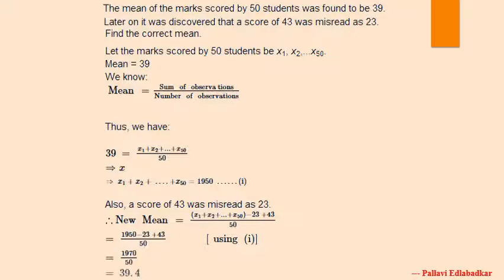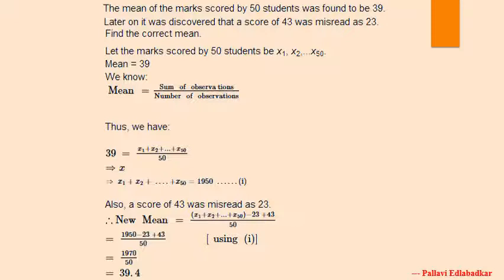So n is equal to 50. So we have 39 equal to summation of xi upon 50. So summation of xi can be given as 39 multiplied by 50, which comes out to be 1950.